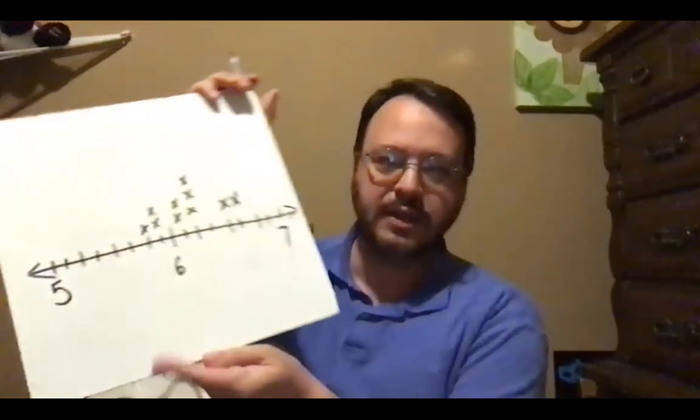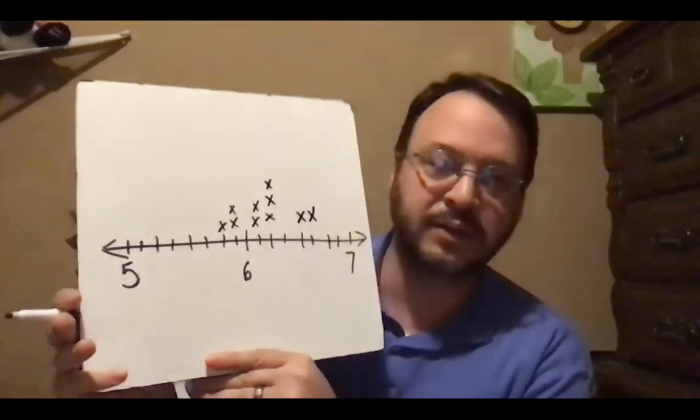Then we've got 6 and 1/8, which we've already done once before. And that's going to be, what is it, letter J. And this is what our line plot looks like.